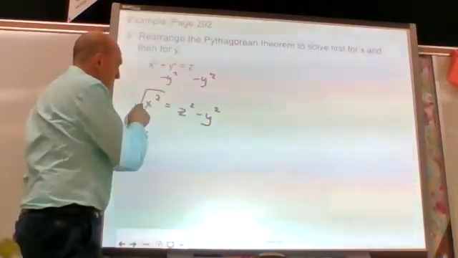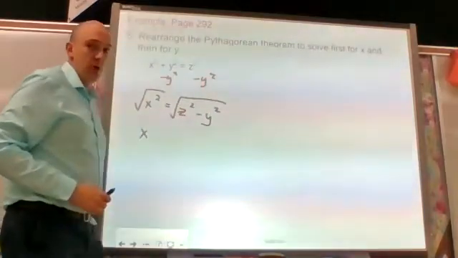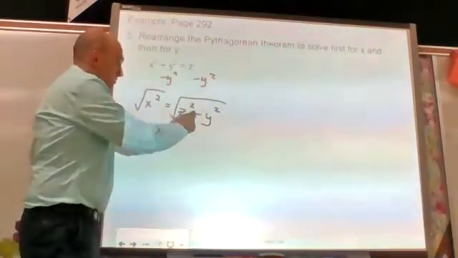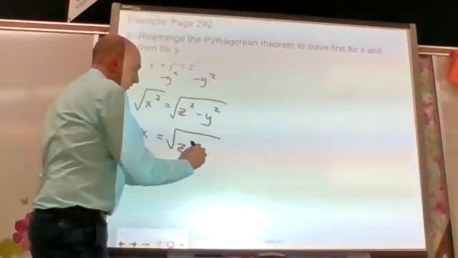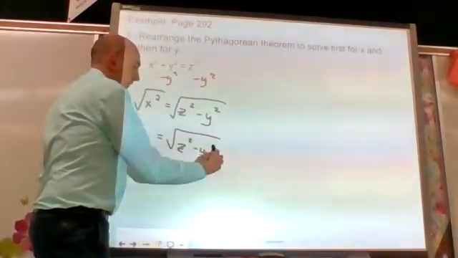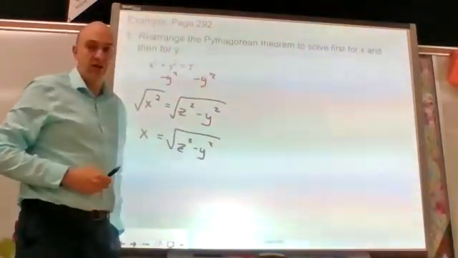At the same time as we do the square root on this side, though, we have to do it on this side to keep both sides of the equation true. So we take the square root of this, and we get x equals the square root of z squared minus y squared.